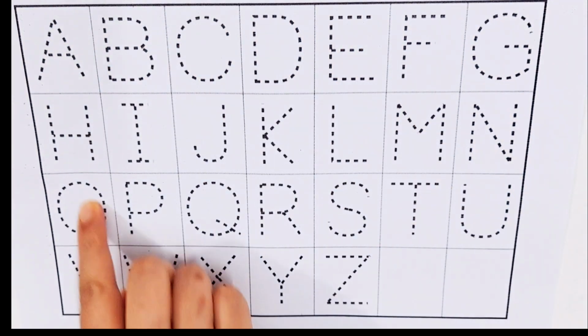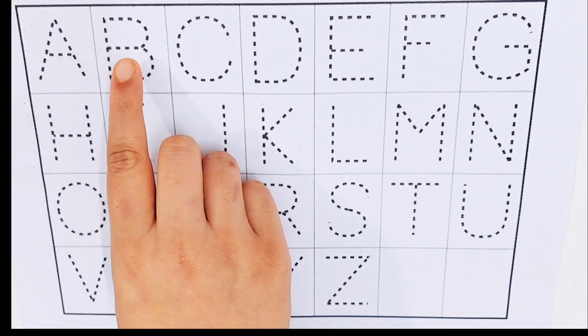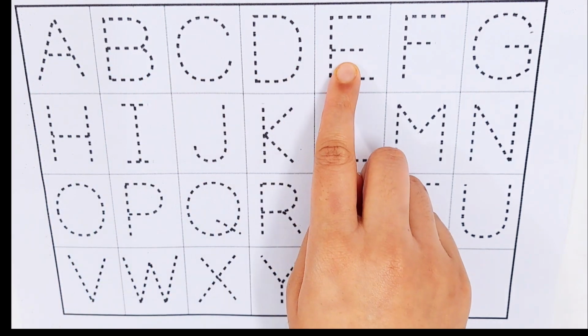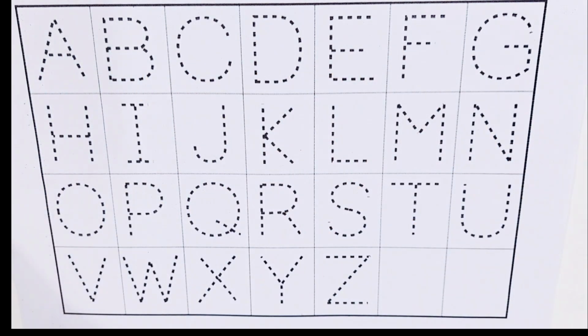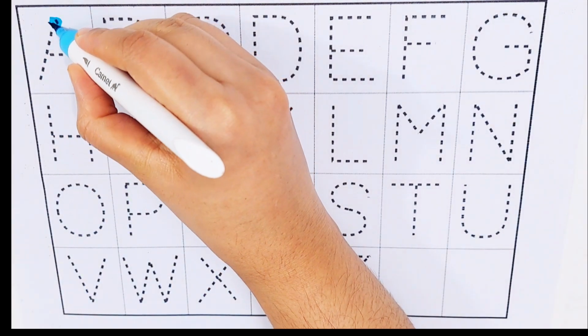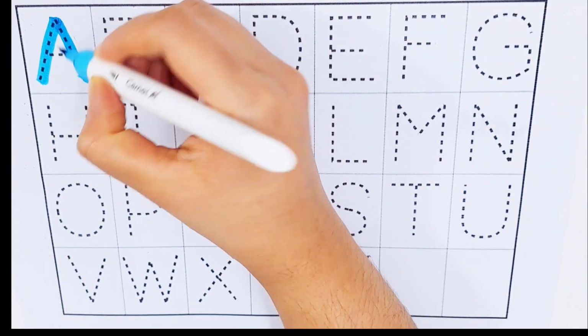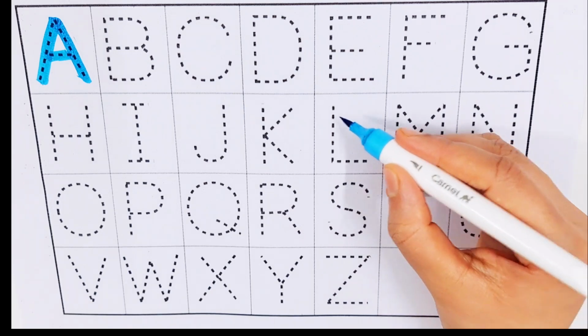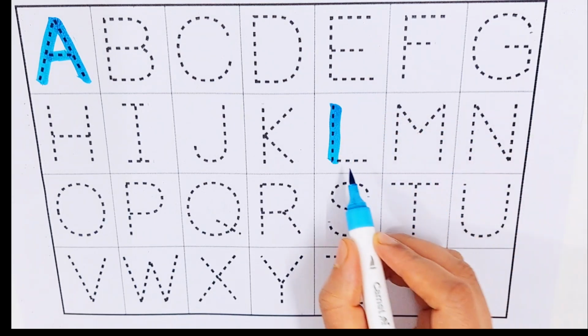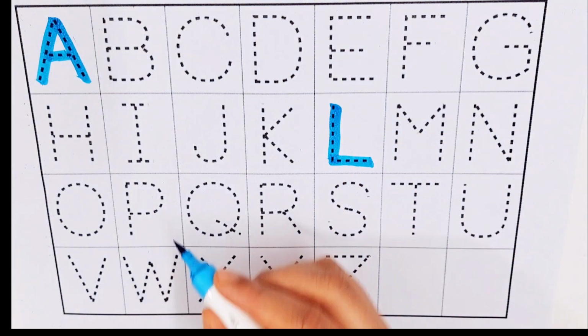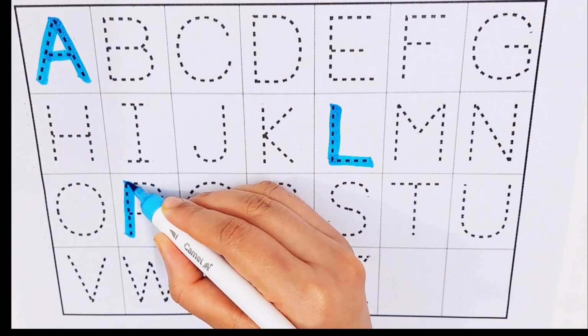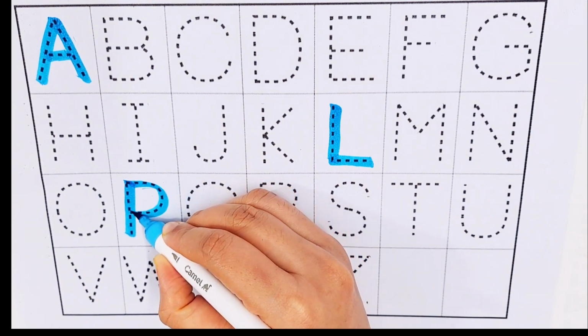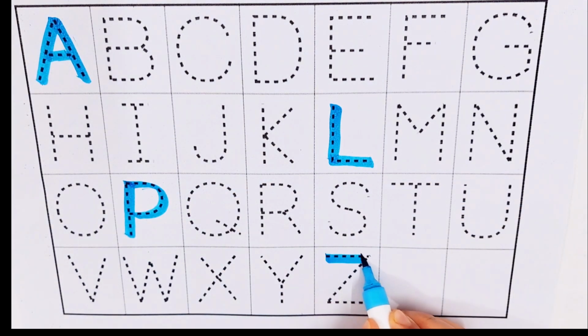Today we are trying to learn some alphabets. A, B, C, D, E, F, G. A for arrow. L for lychee. P for peace. Z for zoo.